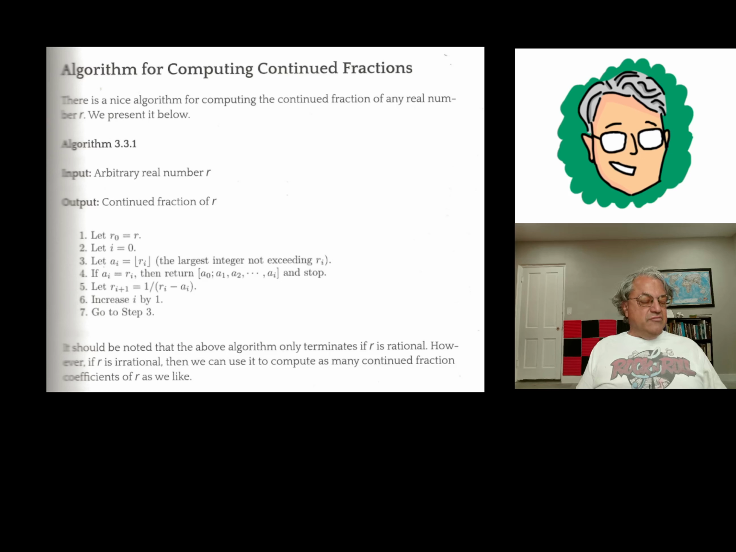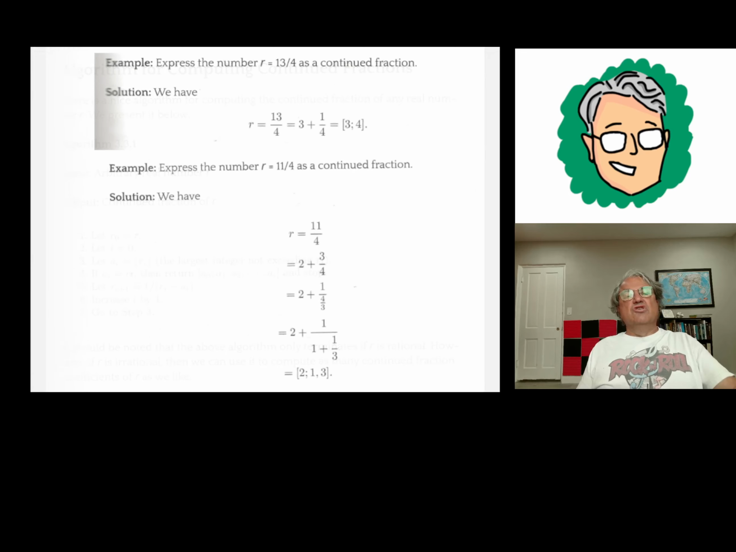But if it's not, which it usually isn't, if our R sub I was not an integer, then what we do is we have to calculate a new real number, our R sub I plus 1, if you like. And that turns out to be just 1 over R sub I minus A sub I. I know that looks a little weird, but let's just go back to this thing we did. Let's look at the example on the bottom, actually.